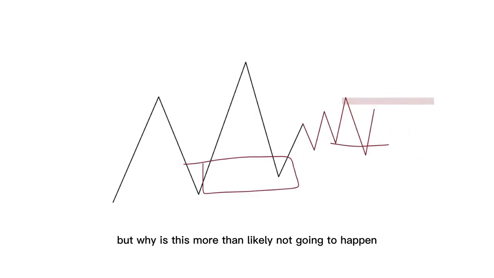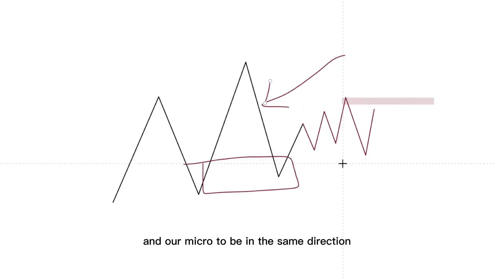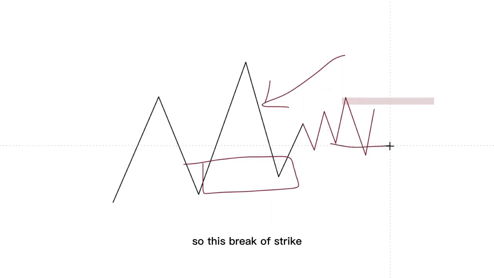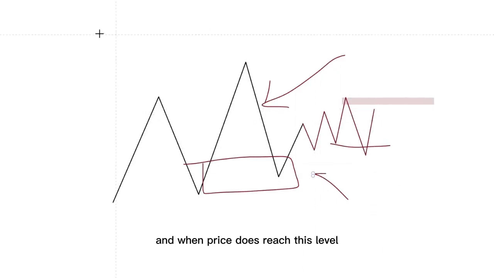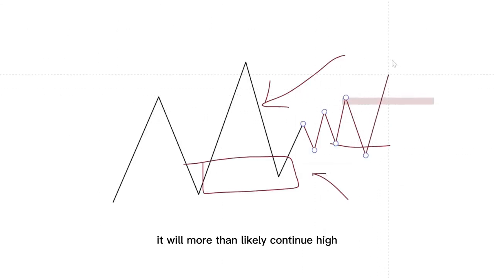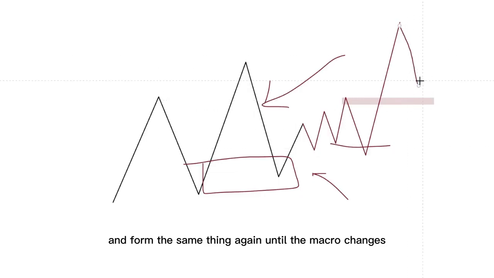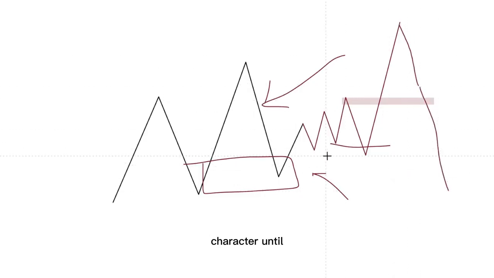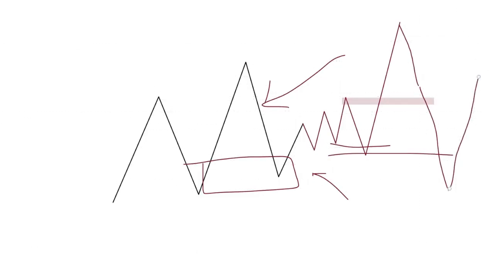But why is this more than likely not going to happen? Because the macro is bullish. So we're trying to combine our macro and our micro to be in the same direction. So this break of structure does not mean anything. This is not a change of character because it's not in line with our macro. And when price reaches this level, it will more than likely continue higher, then come back into the range and form the same thing again until the macro changes character. Until, let's say, the macro changes a significant character, then you can start looking for sells.